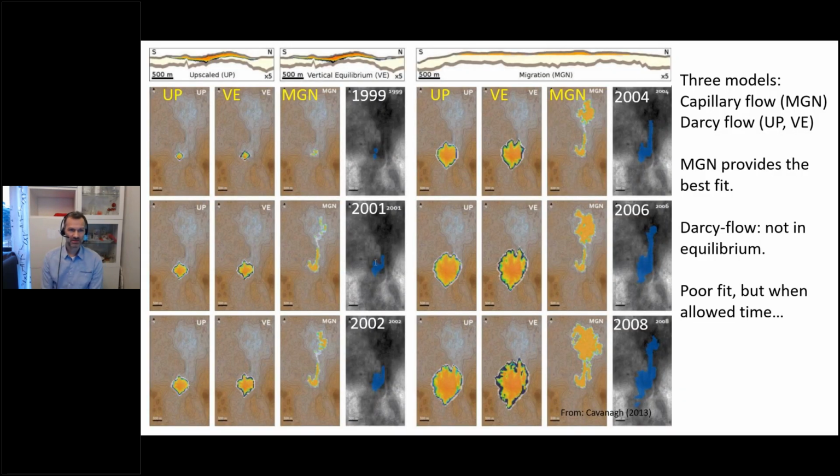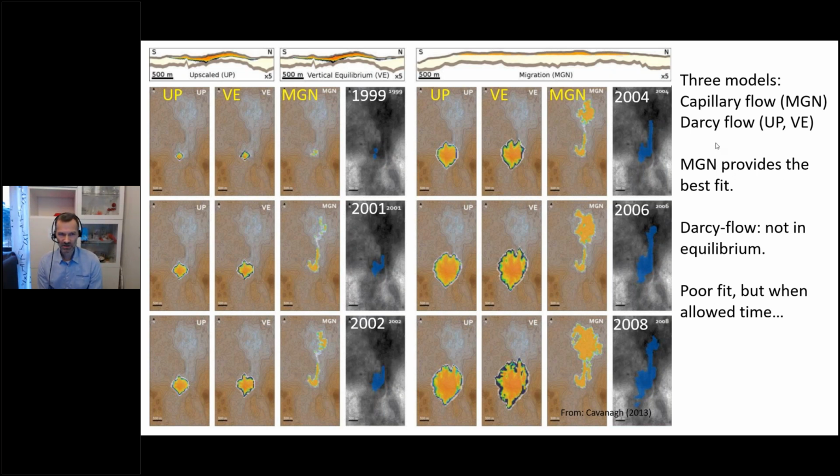So here we have several frames showing the plume extent for 3 different models. And we see the interpreted plume extent from seismic for different years in blue. The 2 models on the left are the UP and VE, the upscaled Corey curves model and the vertical equilibrium model. And then MGN, which is a percolation capillary flow model.